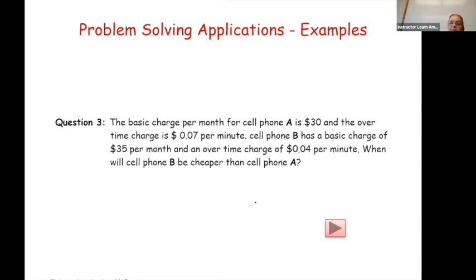Okay, here's one that you might be able to relate to, given that everybody is on his or her cell phone these days. Supposing we have a basic charge per month for cell phone A of $30, and then the overtime charge is 7 cents a minute. On a different cell phone system, cell phone B, there's a basic charge of $35 a month, but an overtime charge of only 4 cents per minute. When will cell phone B be a better deal than cell phone A? In other words, when will cell phone B be cheaper than cell phone A?